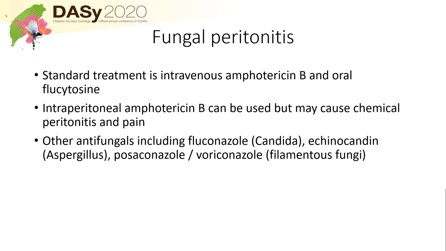Intraperitoneal amphotericin B can be used, but it may cause chemical peritonitis and pain. Other antifungals that may be useful for treatment of such condition include fluconazole for Candida, echinocandin for Aspergillus, posaconazole or voriconazole for filamentous fungi.